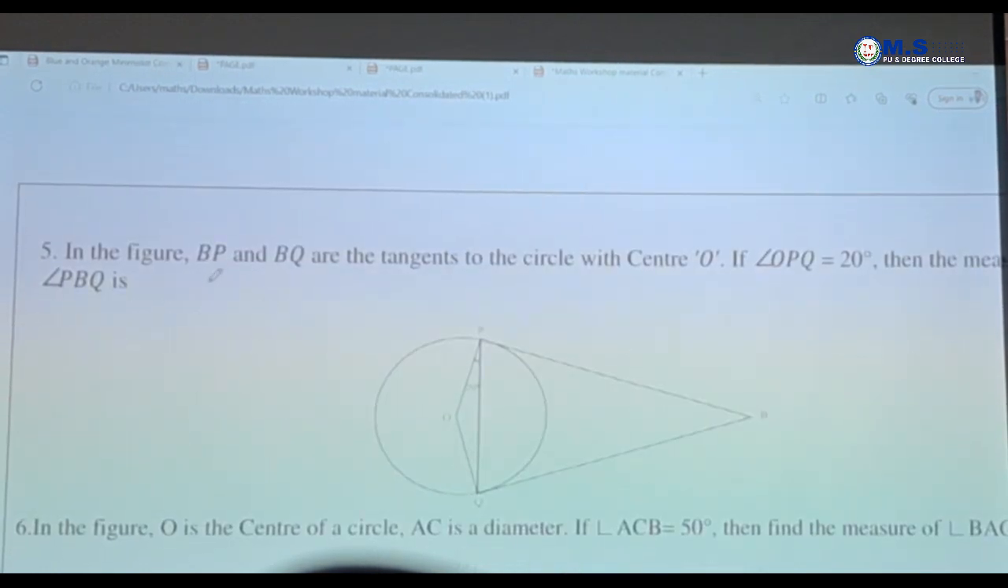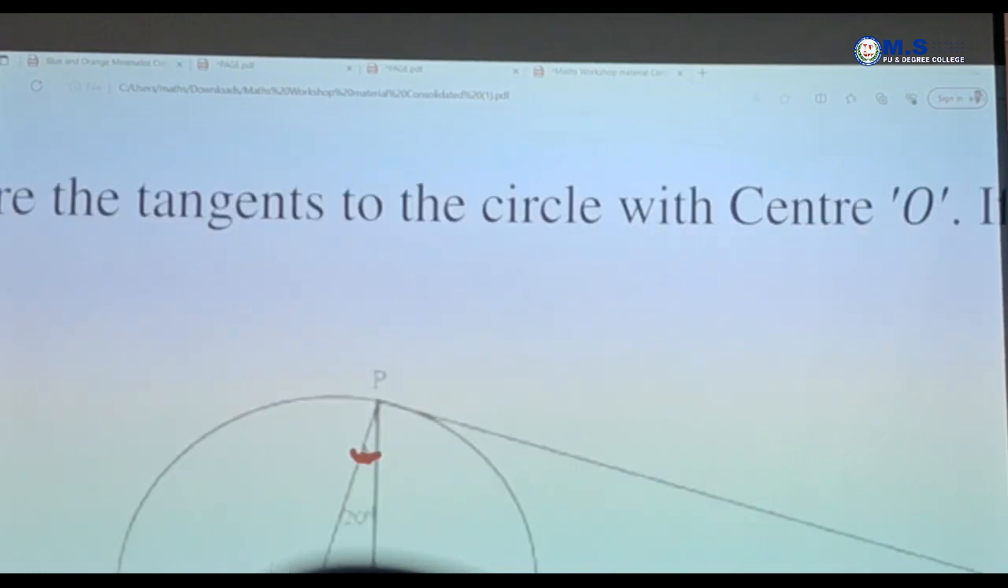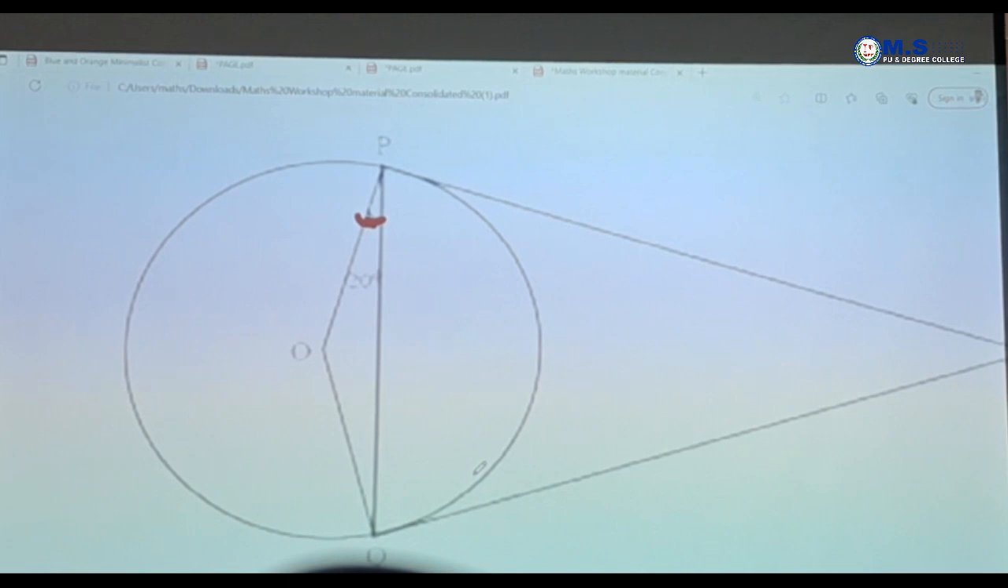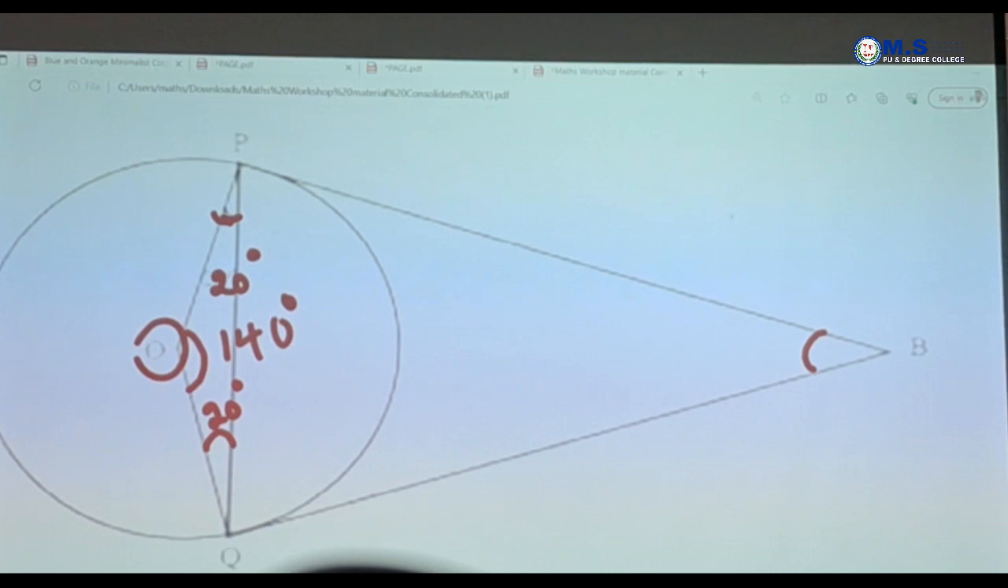Here in the figure, BP and BQ are the tangents to a circle with center O. If OPQ is how much? Here it is, I'll zoom. What is OPQ? OPQ is 20 degrees, right? Now what is OQP? It is also 20 degrees because OP and OQ are the tangents. Now, use the concept of sum of angles in a triangle. What do you get for angle O? 180 minus 40 is how much? 140. Now, angle O, angle B equals what? Substitute, right? And now 180 minus 140 is how much? You get 40.